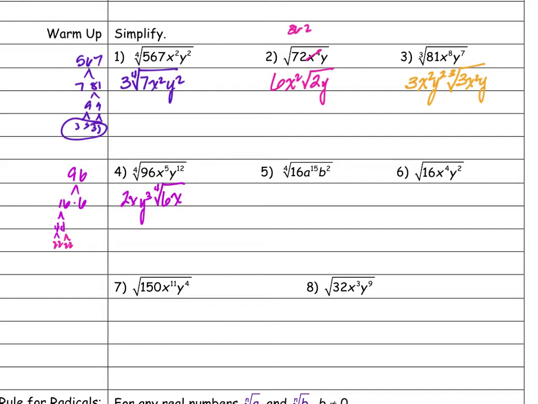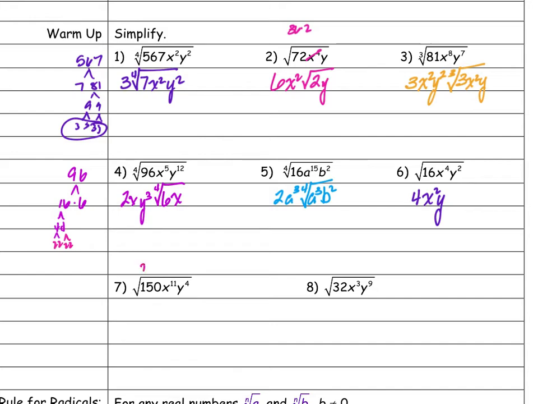For 16, I already know it is 4 2s, so I can bring a 2 out. And there's 3 groups of 4 2s and none of b's. So then I'm going to get the 4th root of a to the 3rd b squared. And then the square root of 16 is 4. The square root of x to the 4th is x squared. The square root of y squared is y.